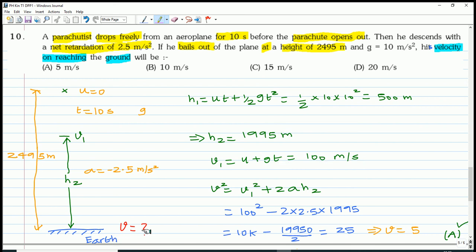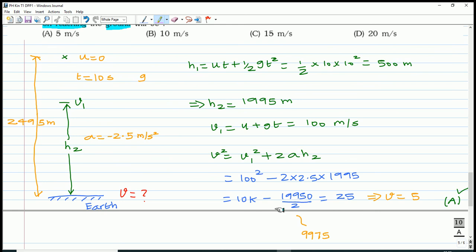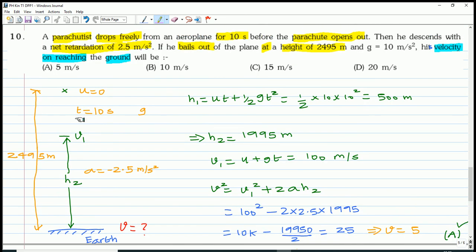To get the velocity here, let us call that v. We can use the equation v square equal to u square, that is v1 square, plus 2as, where the displacement is h2. v1 is 100, acceleration is minus 2.5, and h2 is 1995. Using that we get the value of v as 5. So the correct answer is 5 meters per second, option A.